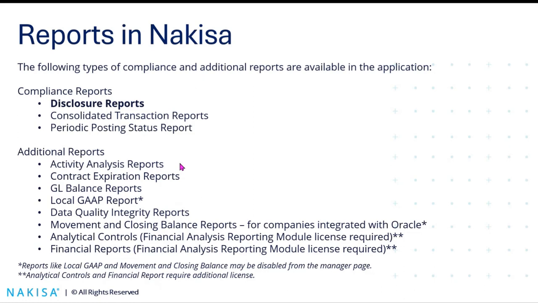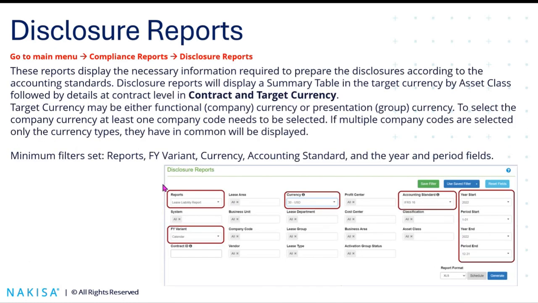So the reports in Nakisa, we have several types of reports. We have basic compliance reports, some of which we have already covered in our previous office hours, as Karina mentioned before. Today I'll be covering the disclosure reports for maturity analysis and the lease liability. The reports display the necessary information required to prepare the disclosures according to the accounting standards that you use in the company.